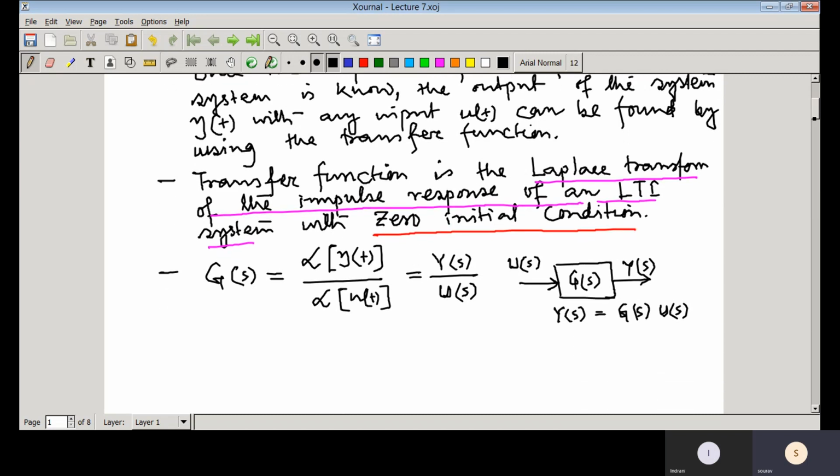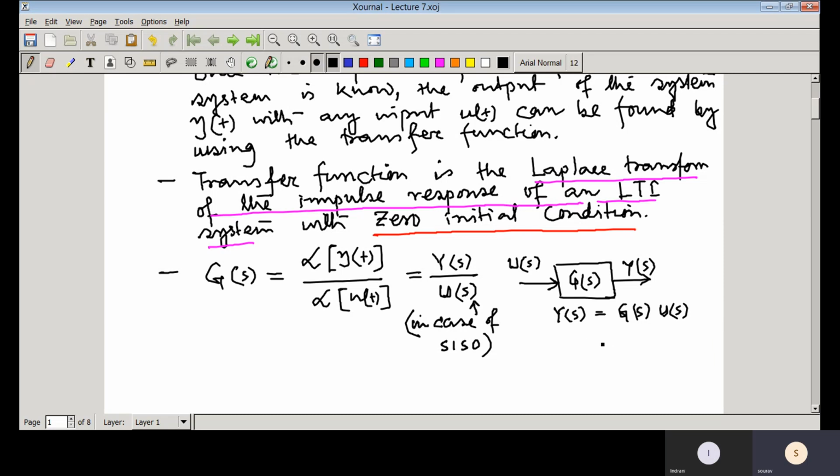In case of a single input single output system, you can write it as the ratio of Y(s) by U(s), but this thing is not applicable in case of a MIMO system.